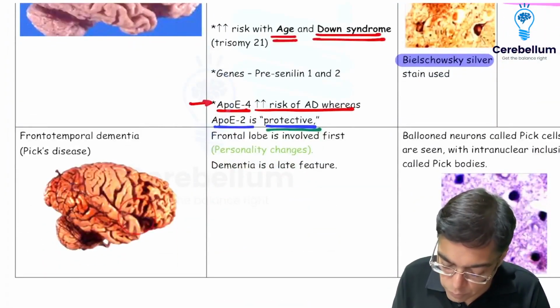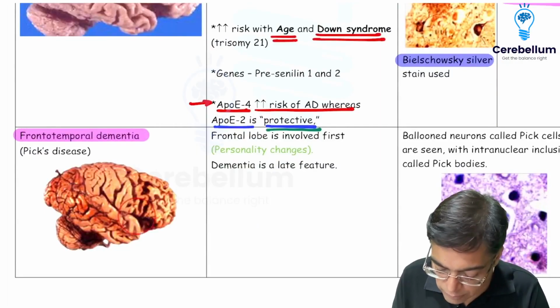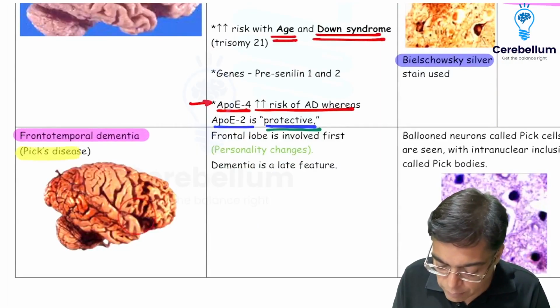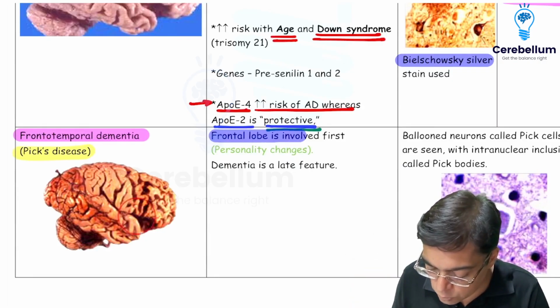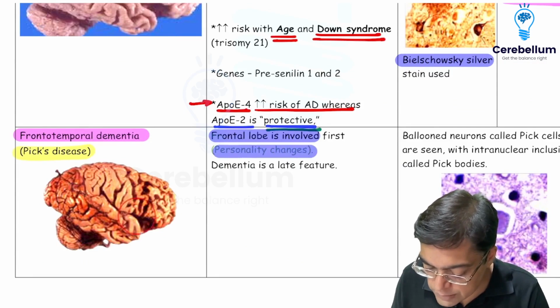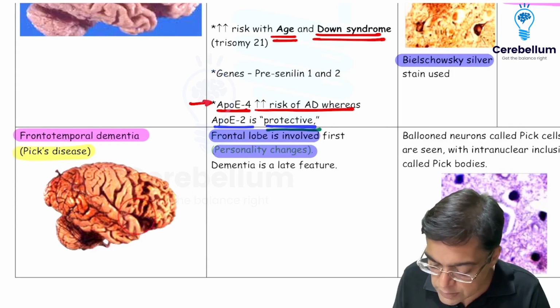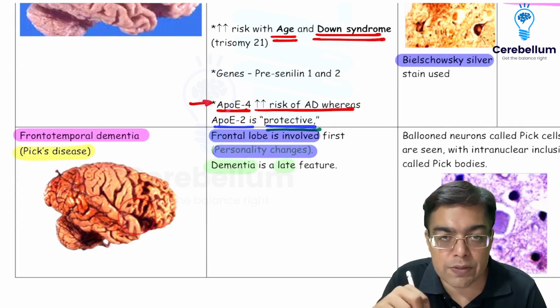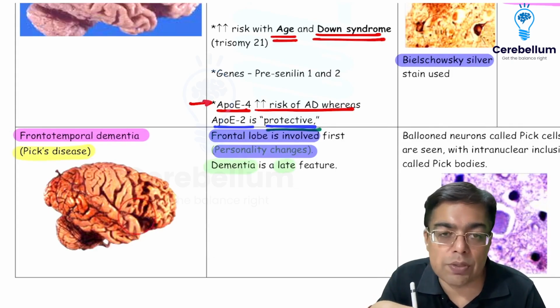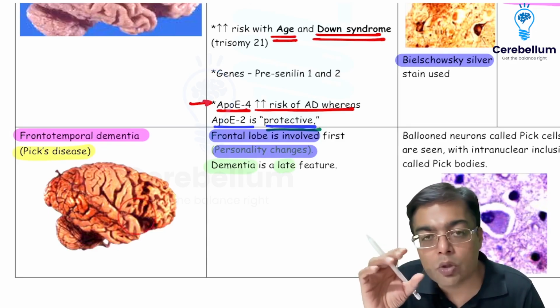The second one about which we need to have an idea is a condition that is given the name of frontotemporal dementia. One of the classical examples of this happens to be Pick's disease. Now, the name gives you a hint: frontotemporal. So patients are going to have an initial involvement of the frontal lobe. Therefore, the patients are going to exhibit personality changes. And important is that dementia is going to be a late feature. So in case of Alzheimer's, dementia was an early manifestation, whereas in case of Pick's disease, dementia is going to be a late manifestation.